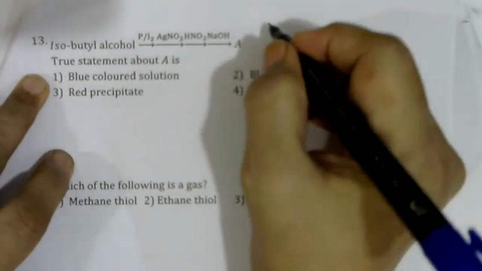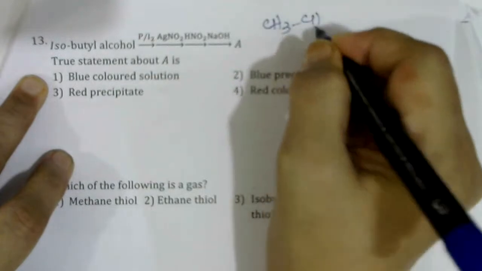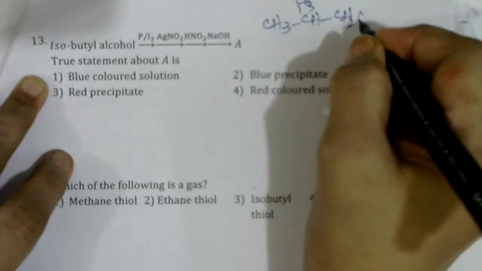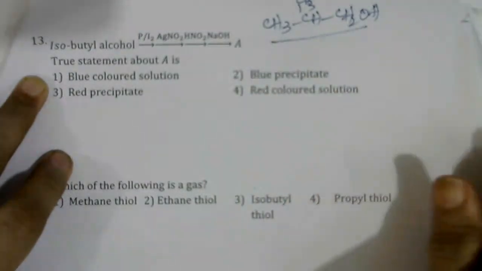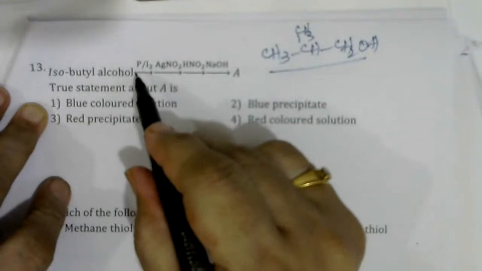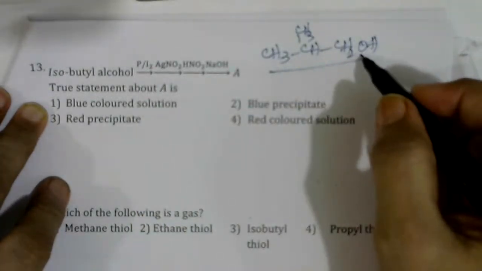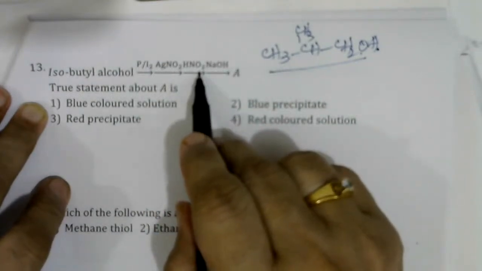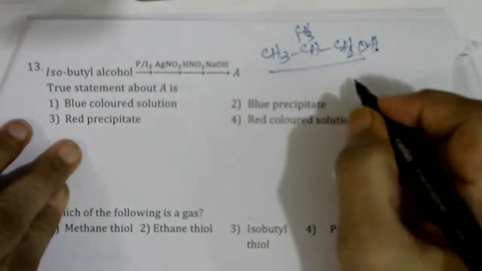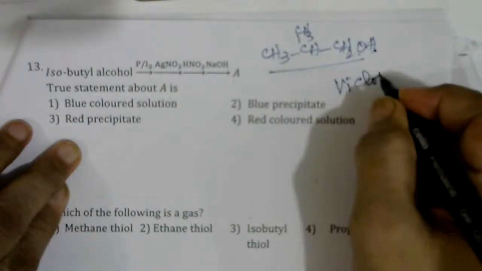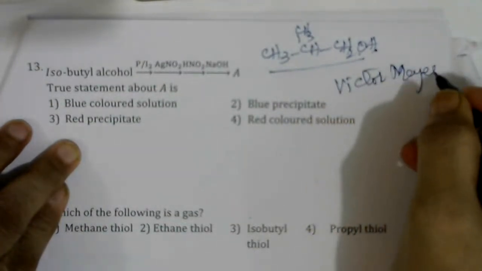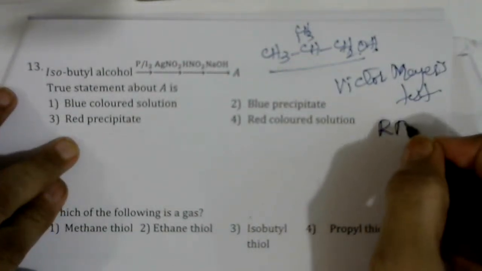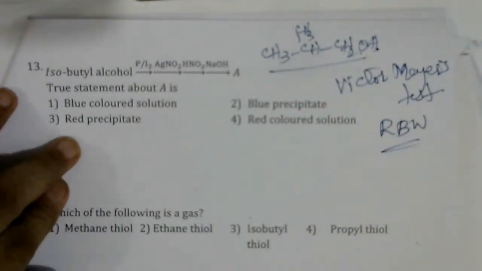Isobutyl alcohol. What is isobutyl alcohol? This is isobutyl alcohol. When isobutyl alcohol is treated with phosphorus and iodine, they are going to replace the OH group by the NO2 group, and they are going to produce a nitroso compound. That means it comes under which test? Victor Meyer's test, which is also called RBW: red, blue, and white.